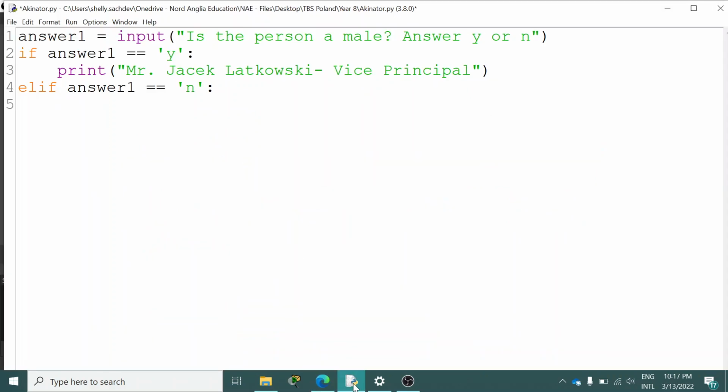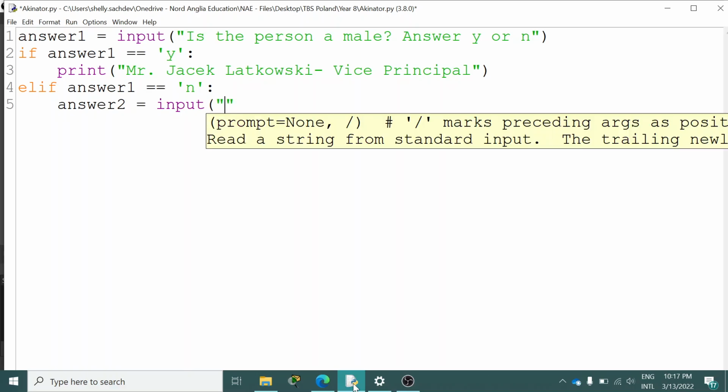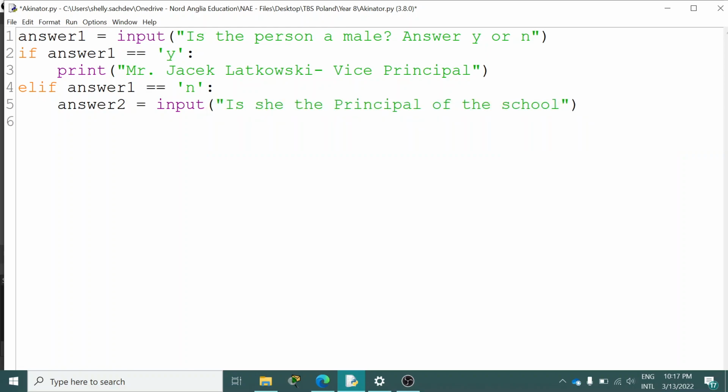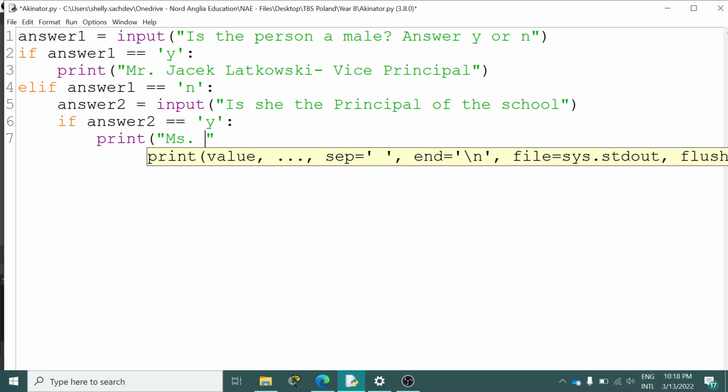So I can ask further questions like, the second question that I can ask somebody is to input and tell me that is she the principal of the school? Okay, is she the principal of the school? If answer 2 is equals y, please note again that I've used double equals because I'm comparing or checking the value of answer 2. If this answer 2 is y, then I can clearly say that it's Miss Hill who is the principal of the school.